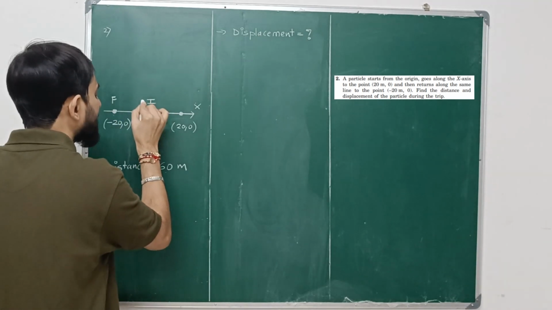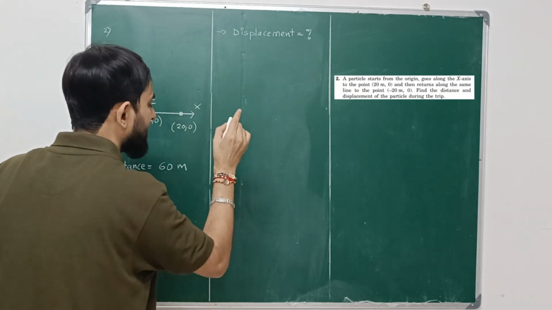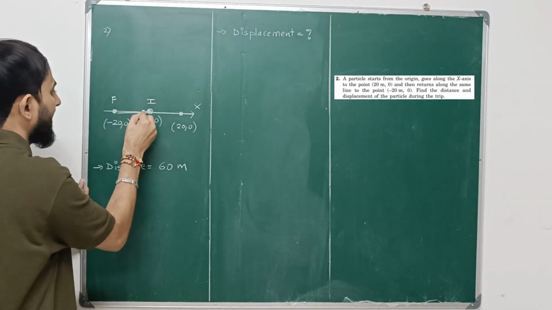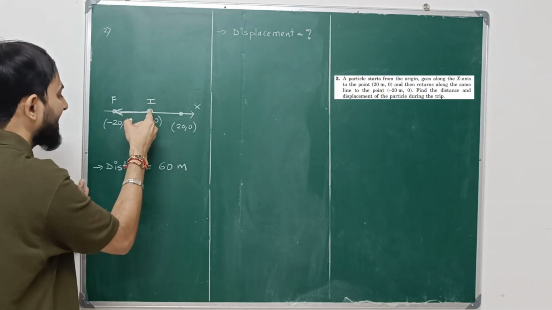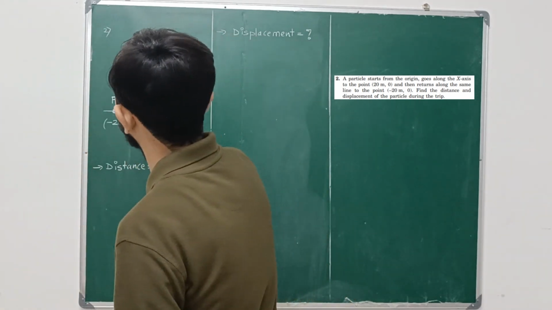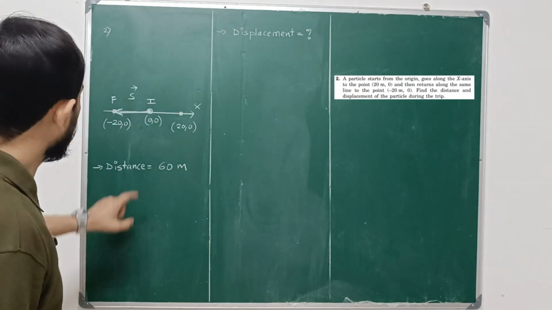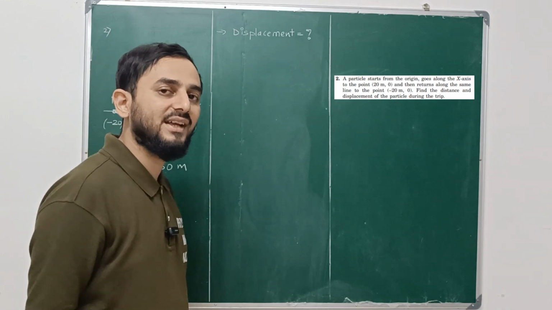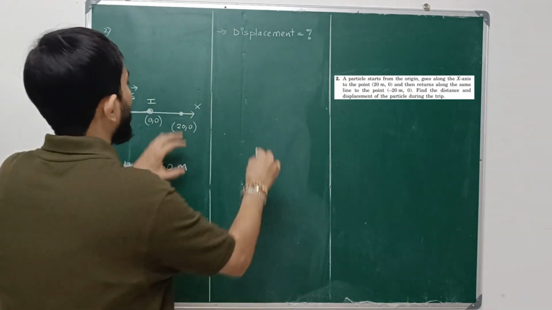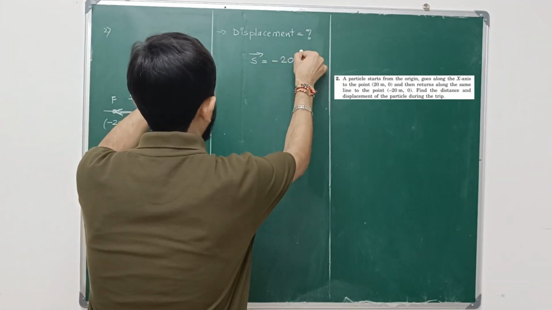So this is initial position and this is final position. But can I say displacement is a change in position vector? So what I will do, I will draw a vector starting from I and ending at F. So this is a change in position vector, which is nothing but displacement, S vector. Can I say, students, this S vector has the value minus 20 i cap? It is this way, students, S vector is equal to minus 20 i cap.